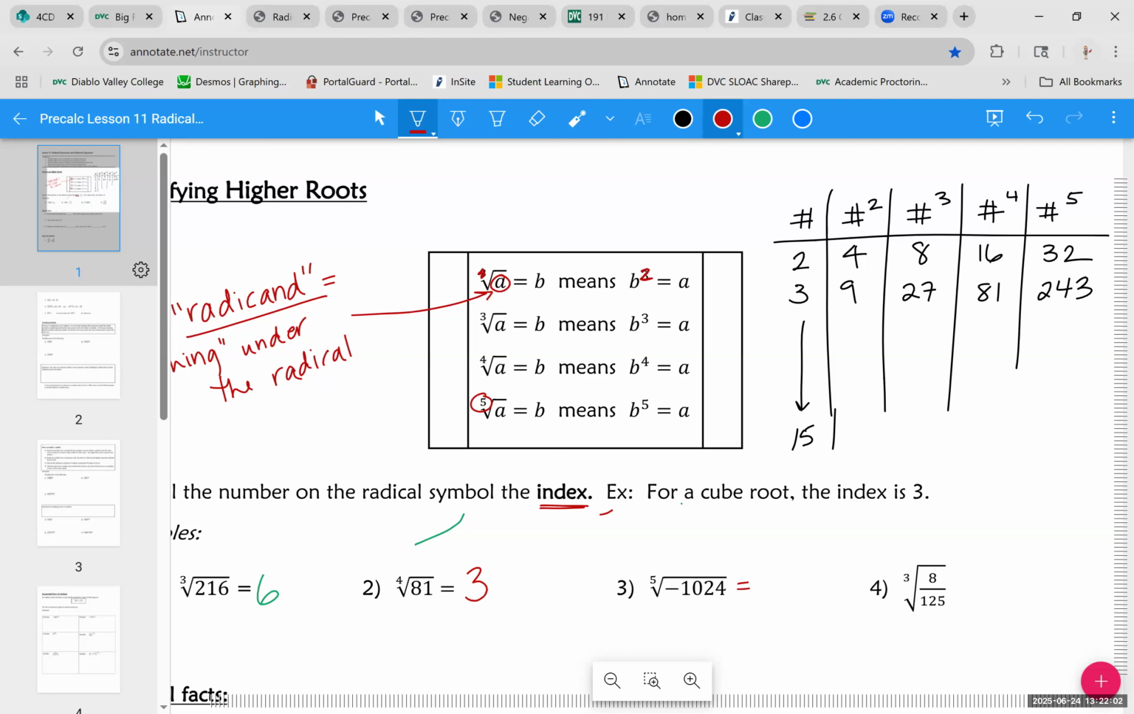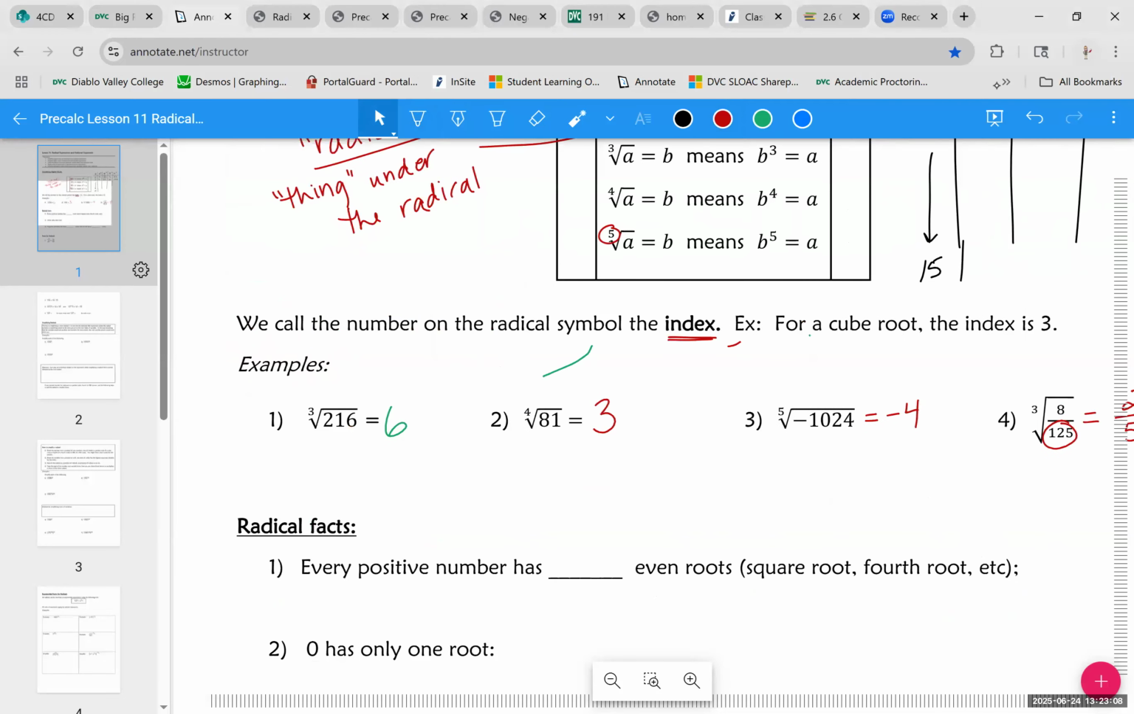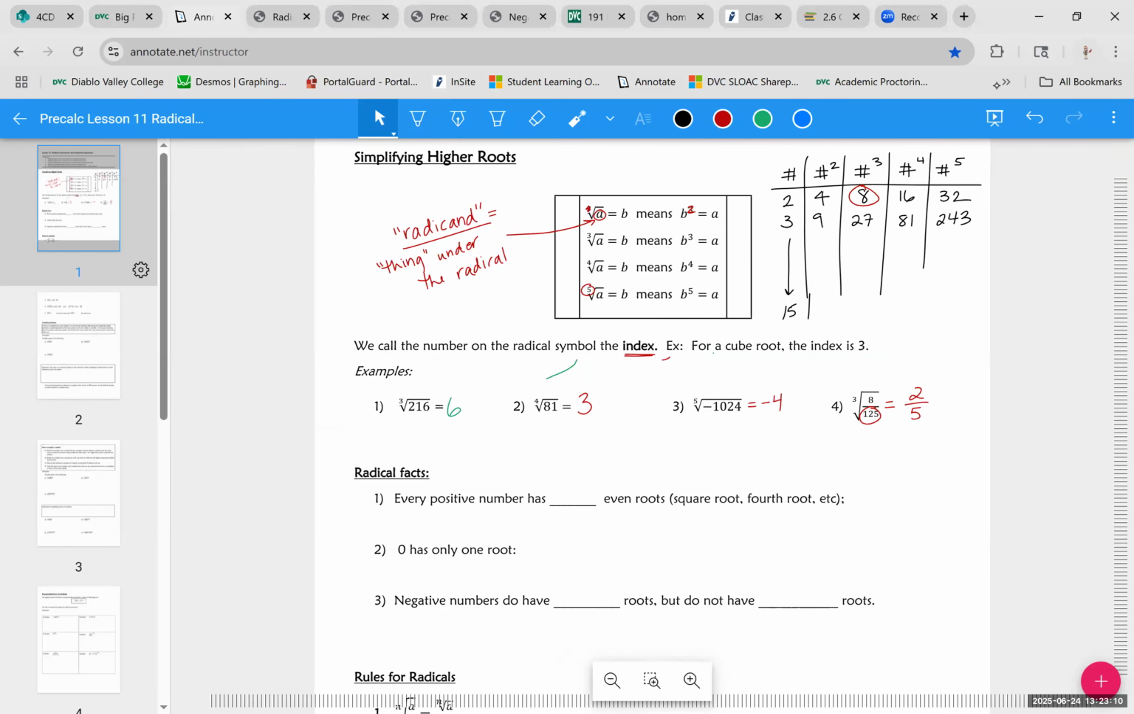And the cube root of 8 over 125, we're basically going to think about what fraction do I multiply by itself 3 times to get an 8 on the top? That would be a 2. Note that up here. And 125, what do I multiply by itself 3 times to get 125? That would be 5. Okay. So if you're not convinced you need this list of numbers now, or if you weren't convinced before, maybe you are now. Okay, so that's just the idea behind higher power roots.